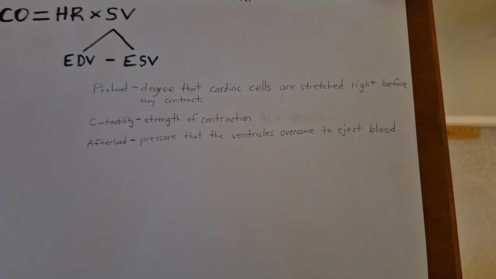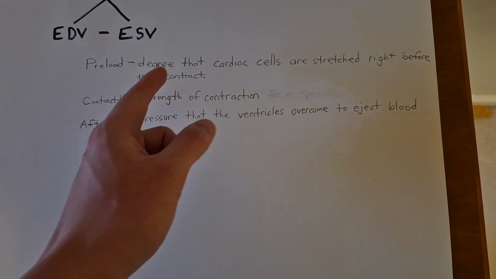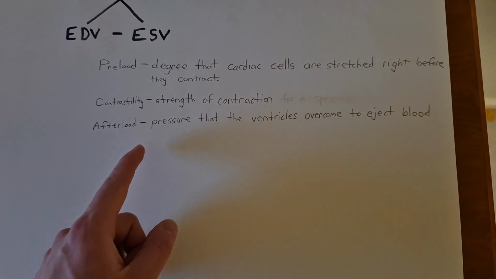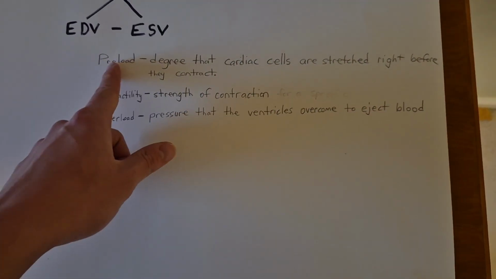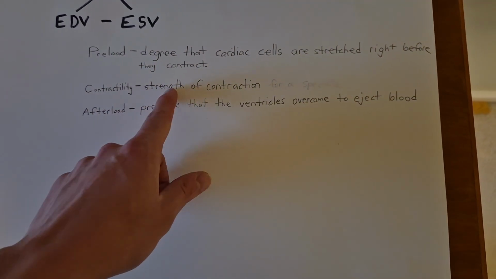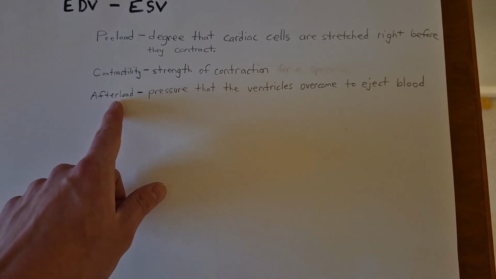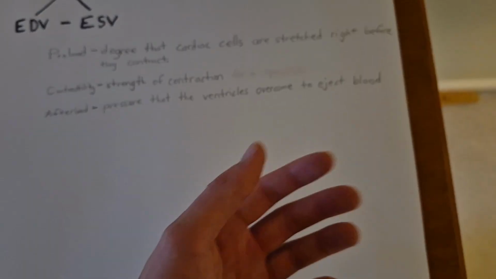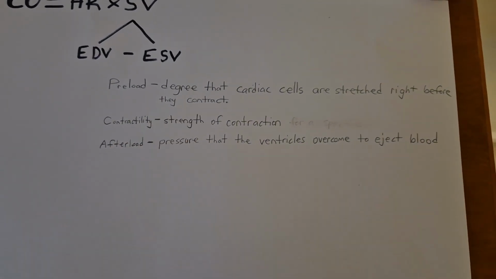So preload, the definition of preload is the degree that cardiac cells are stretched right before they contract. Contractility is independent of the preload, and it is just the strength of contraction. And the afterload is the pressure that the ventricles overcome to eject blood. And we'll go over what all that means in just a second.